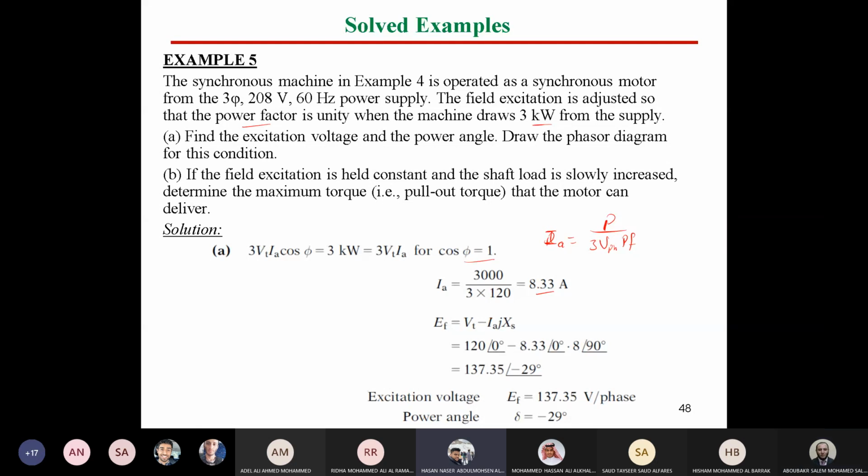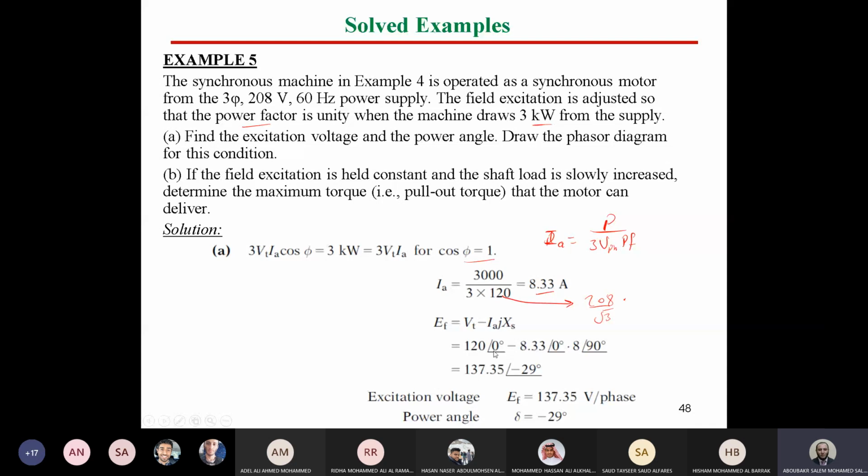120, where did they get it from? This is the terminal voltage. We said V line is 208 and V phase equals 120, right? Divided by root 3, right? Yes, V terminal 120 is 208 over the square root of 3. Okay? After getting the value of current here, we can substitute now in the relation.